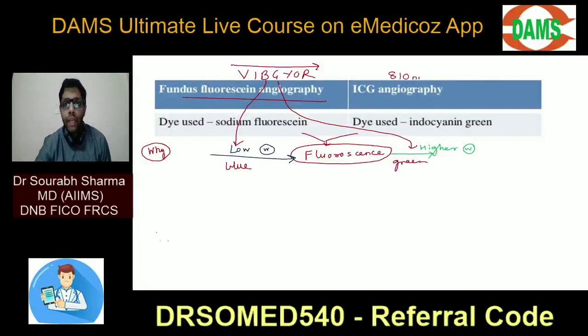In ICG, 810 nanometer light comes inside, 840 goes out. It is working in infrared.